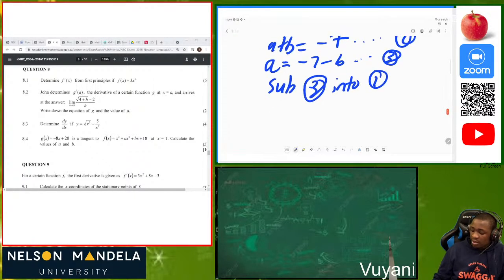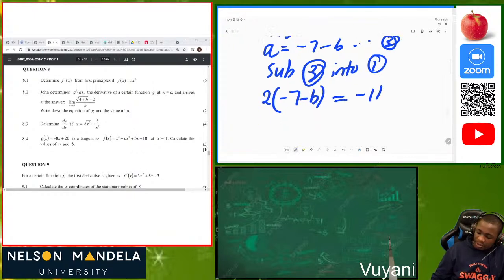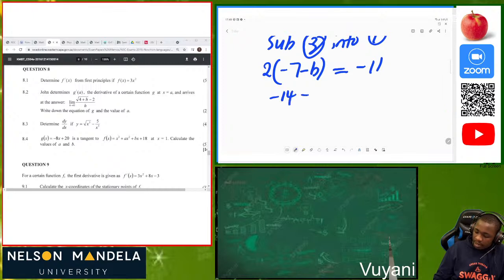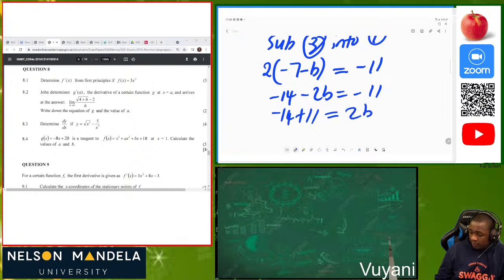So when we substitute equation 3, wherever we see a, we substitute negative 7 minus b, equal to negative 11. Then we solve it. It's negative 14 minus 2b is equal to negative 11. Then after that, we have negative 14 plus 11. Oh, we have 2b here. Let's check that so that we don't have any error.